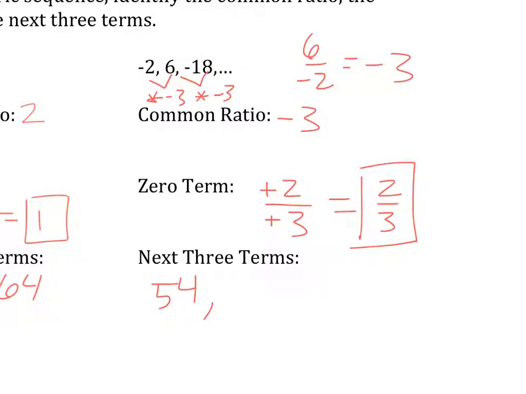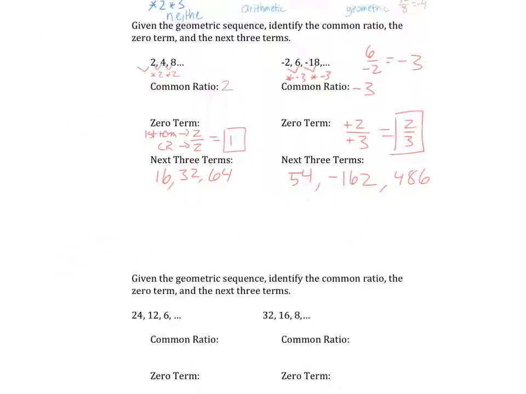Multiply by another negative 3, that gives you negative 162. And another negative 3 gives you 486. Okay, let's look at a couple more.